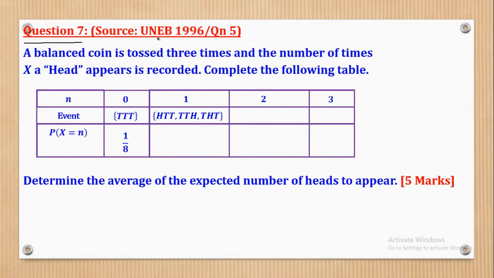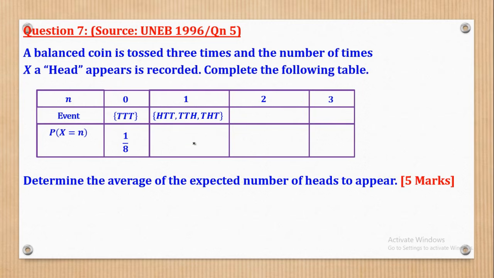Now we shall go to question 7, which came from UNEB 1996 paper 2, question 5, and it says a balanced coin is tossed 3 times, note this word balanced, and the number of times X a head appears is recorded. Complete the following table.